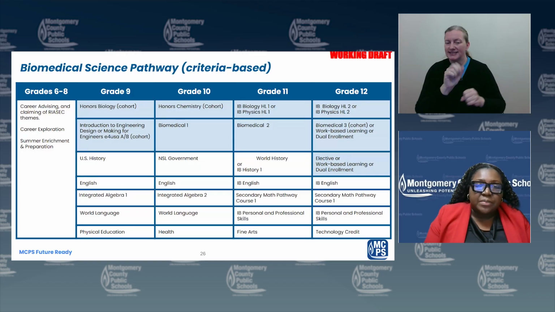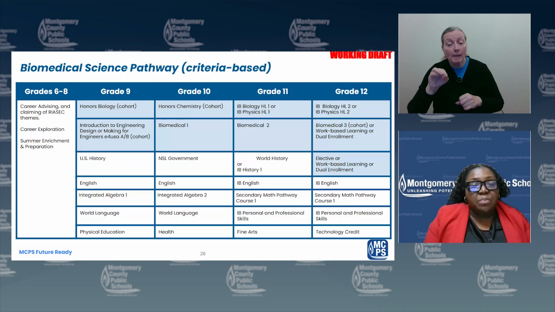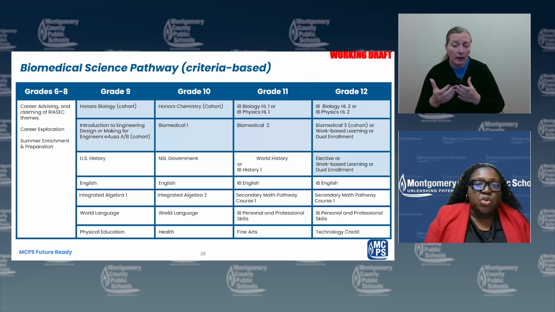As you look at grade 10, students will do their first biomedical course, Biomedical 1. In grade 11, Biomedical 2, and in grade 12, the students will have options. They could do their Biomedical 3 course, participate in work-based learning, or pursue dual enrollment.